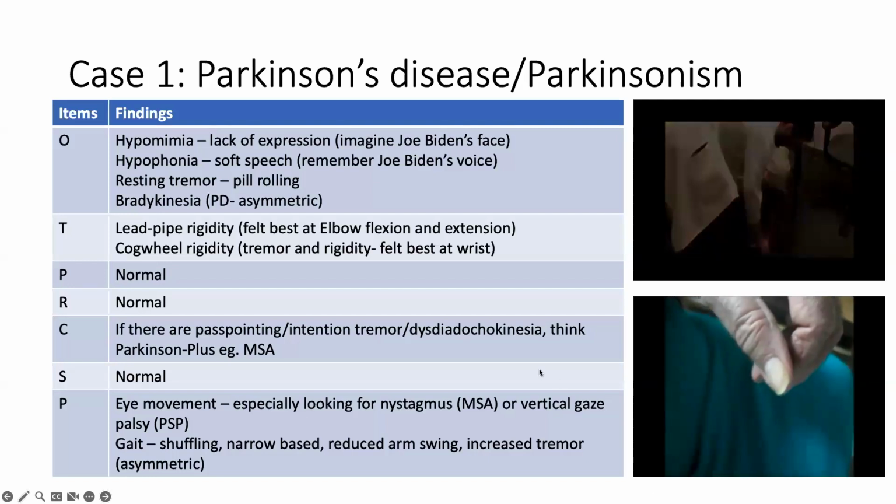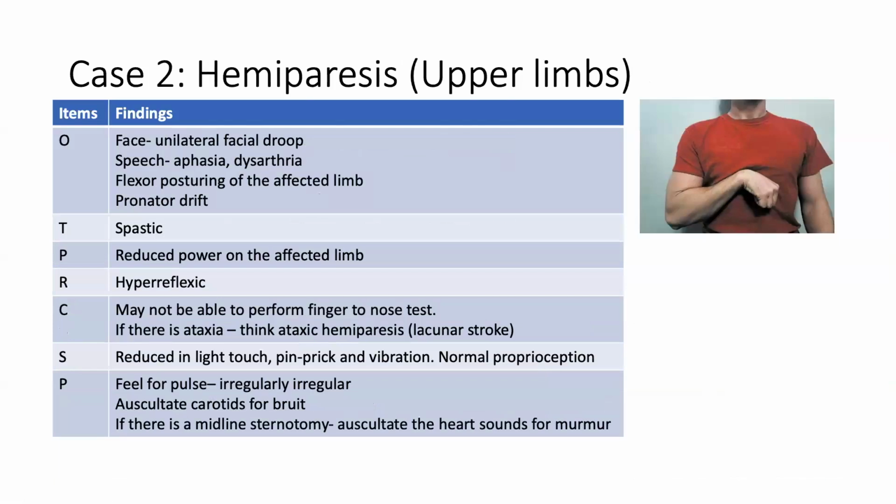All right. So this is case 2, hemiparesis of, again, an upper limb case. So again, as I said, have a framework. I'm going to repeat this over and over again: when you have a framework, you can start to fill in the blanks as you go on with your examination.